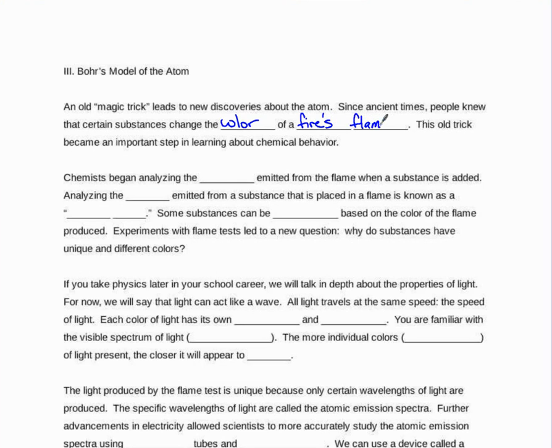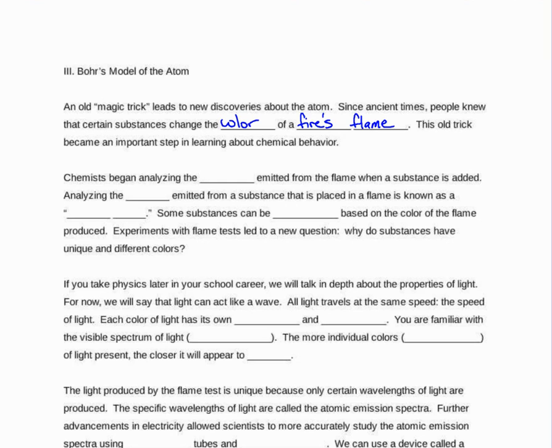We saw this in a demonstration last week. I did a flame test in our room with the lights turned down. There were a lot of elements that burned orange. There was a couple that burned red. One was a pinkish purple color, and there was a green. This old trick became an important step in learning about chemical behavior.